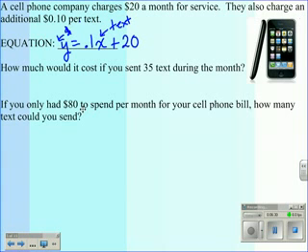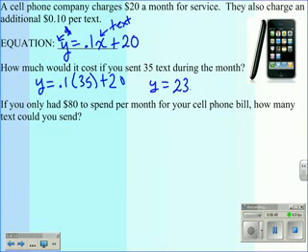How much would it cost you if you sent 35 texts during the month? Well, our text message is x, so I'm going to plug it in. Y equals 0.1 times 35 plus 20. So y equals $23.50. So it cost us about $23.50 for that month.